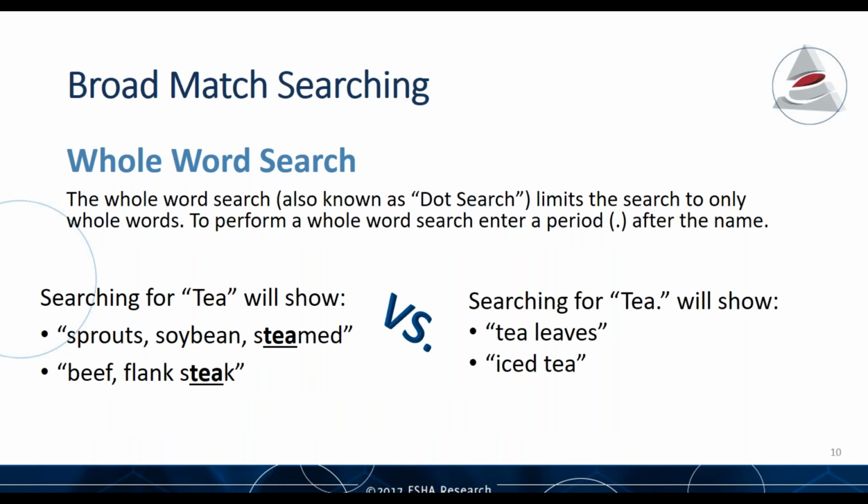For whole word search, we also refer to this as the dot search. So you can enter a term with a dot following it, and the software will find matches. As an example here, if you type in TEA, press enter, you will see all results that match that term. That can include items like steamed and steak. But if you're looking for just tea items, type in TEA dot, press enter, and you'll see a filtered search with things like tea leaves and iced tea.